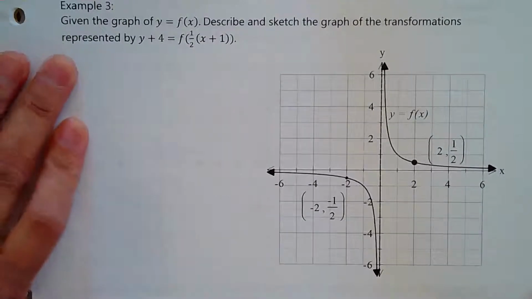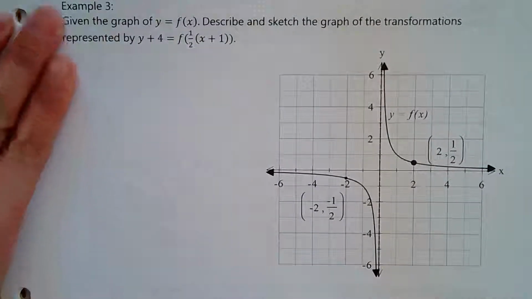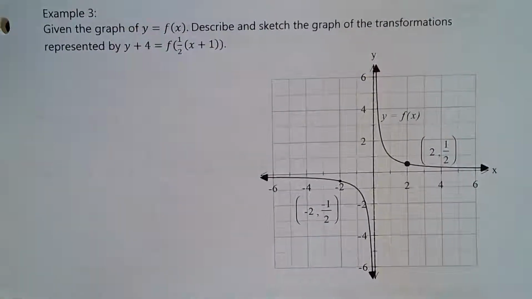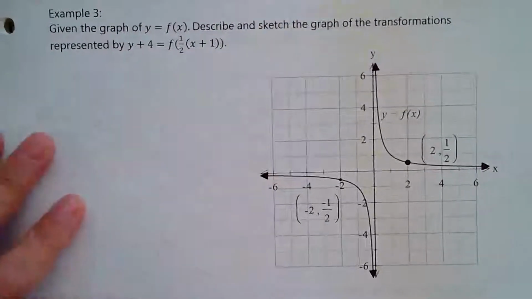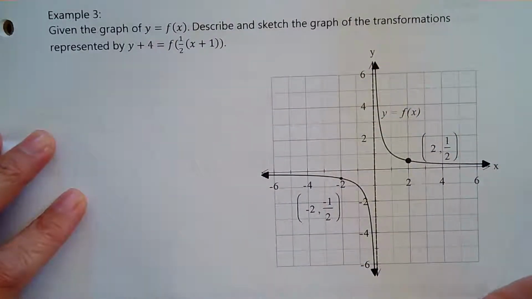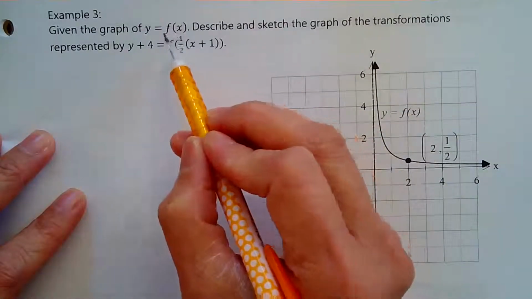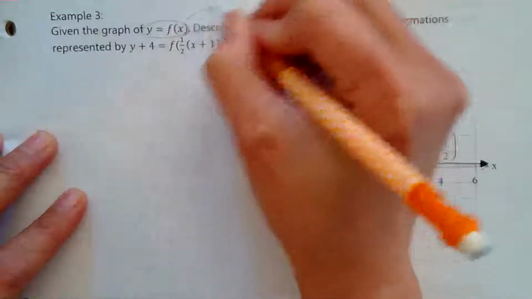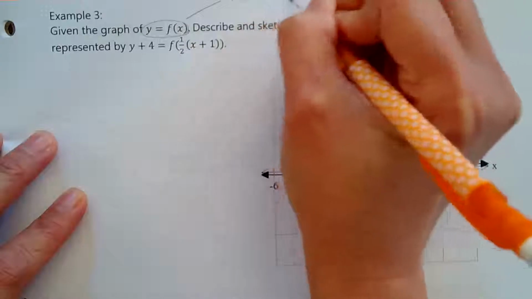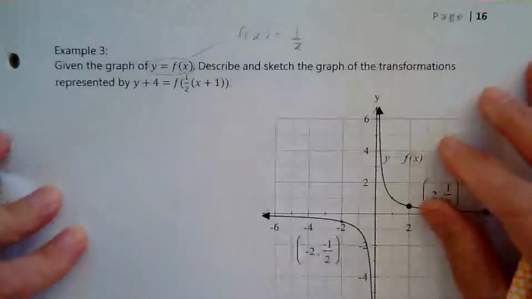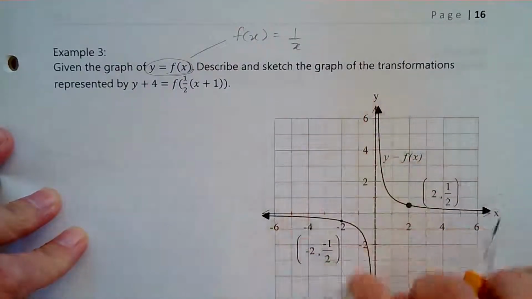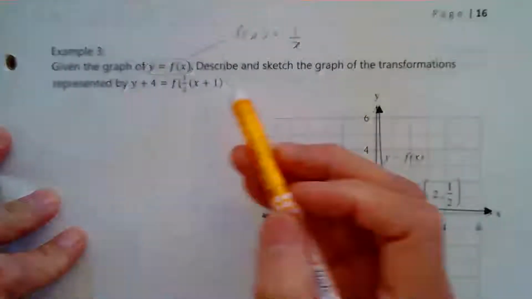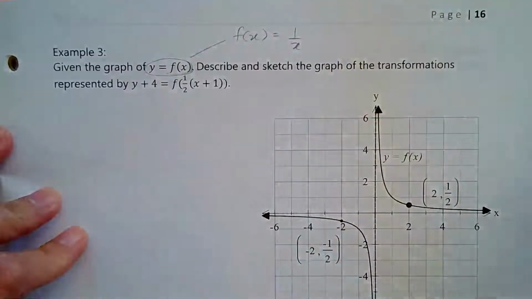Okay, let's see this one, example 3. Given the graph of f of x, describe the sketch of a graph. Now, they didn't tell us what the function is. We're gonna have an idea what the function is here. The f of x here is 1 over x. That's how they produce that graph. Okay, but we don't care about the actual function.